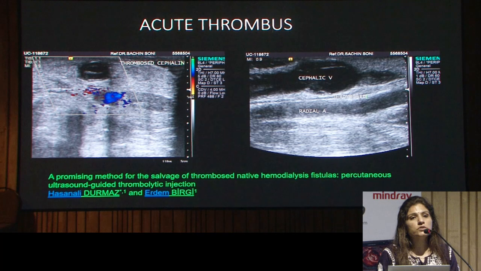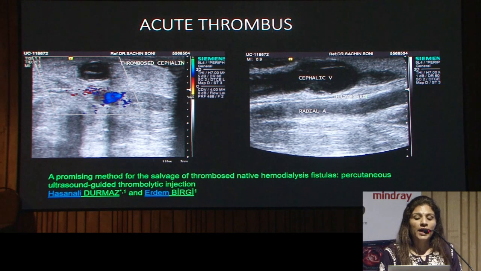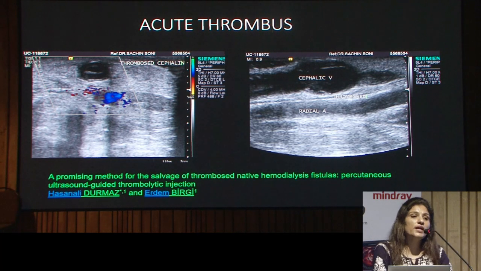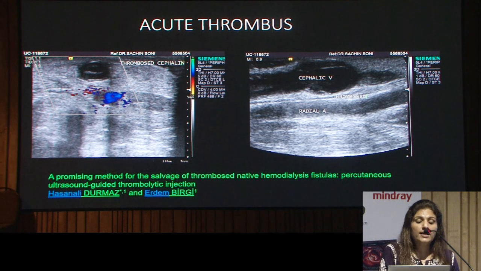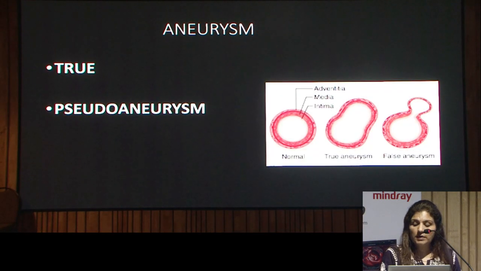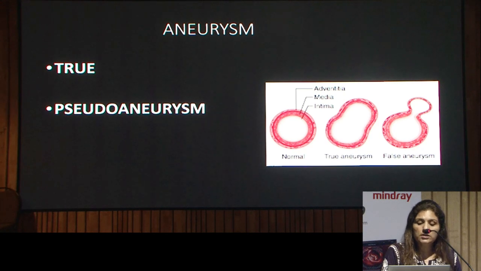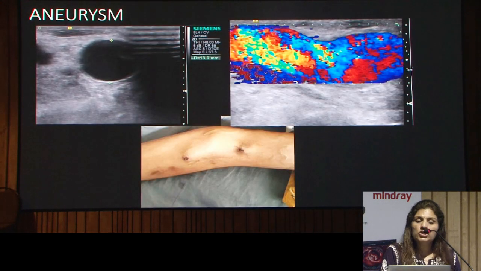Again, acute thrombosis needs to be picked up because USG guided thrombolysis has wonderful results. So if we are able to pick up the thrombosis at a very early stage, that is when it is acute, again USG guided thrombolysis is going to help the patient.